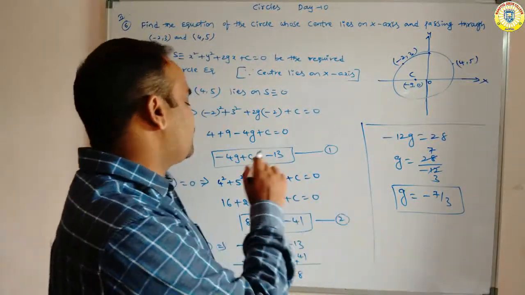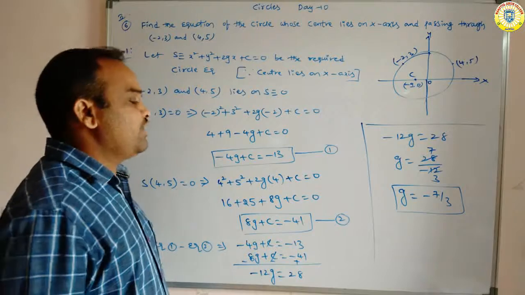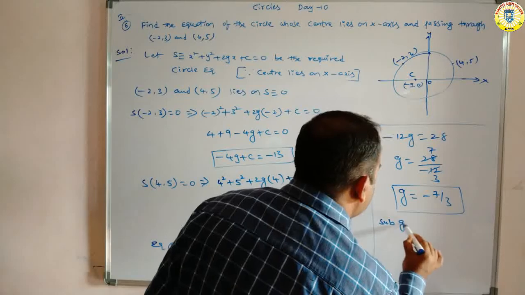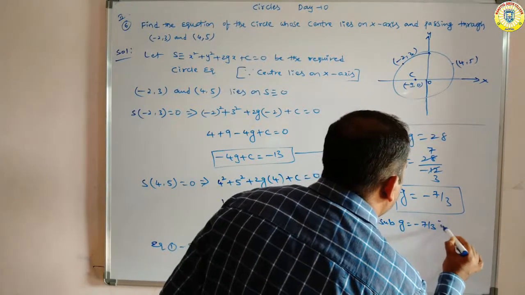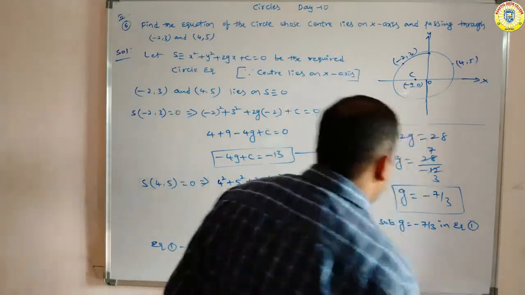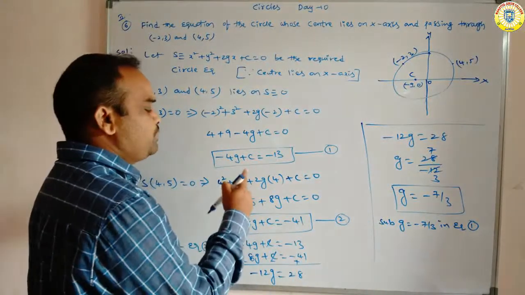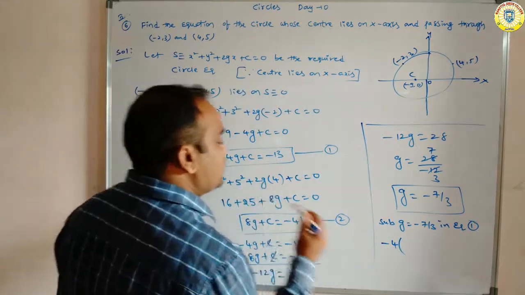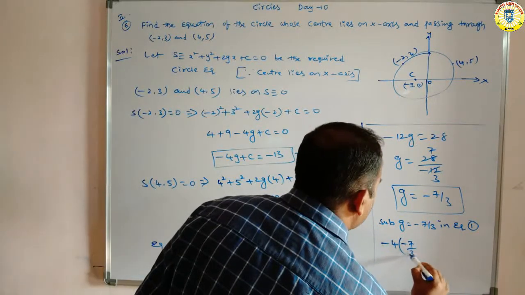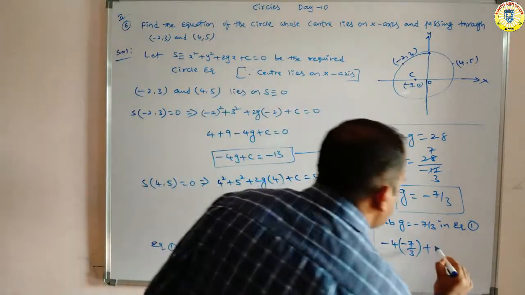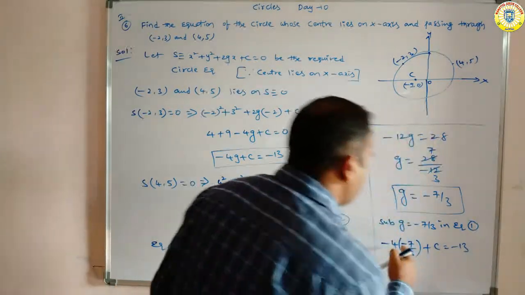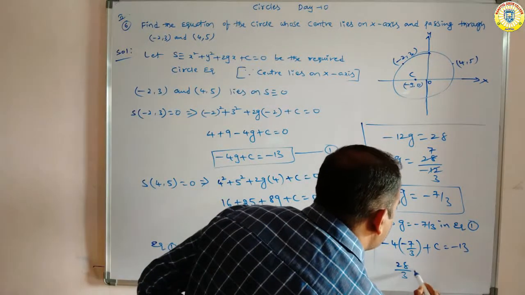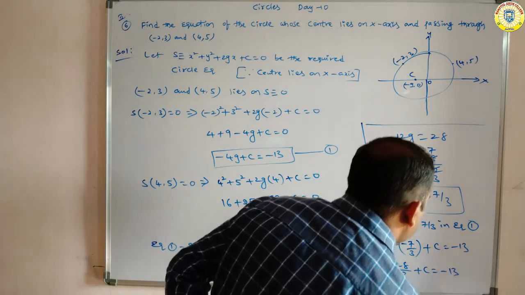Substitute g is equal to minus 7 by 3 in equation 1 or equation 2, we get the c value. Substitute g is equal to minus 7 by 3 in equation 1. What is equation 1? Minus 4g plus c equal to minus 13. Minus 4 into minus 7 by 3 plus c is equal to minus 13. Minus into minus, plus 7 into 4, 28. 28 by 3 plus c is equal to minus 13.